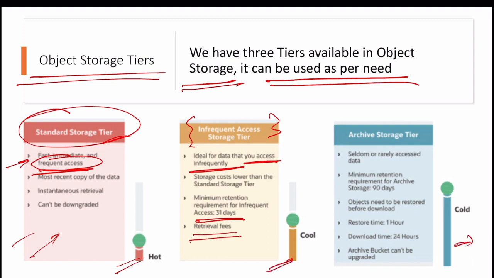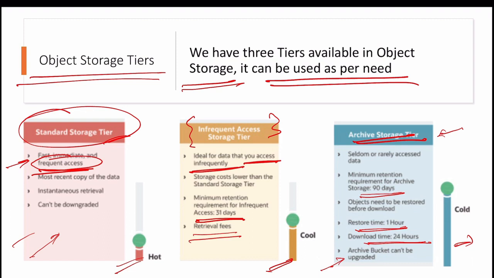Archive is cold, used for backup or archive data where we don't require data access frequently, and it can take much time. Minimum retention period is 90 days for archive storage, and restore time is 1 hour and download time is 24 hours. So we can get data from this storage after 24 hours. Archive buckets can't be upgraded. So these are the tiers available for object storage. You need to understand when to use which one.